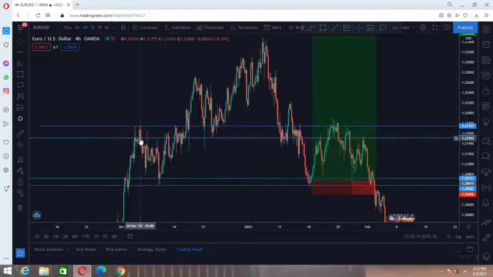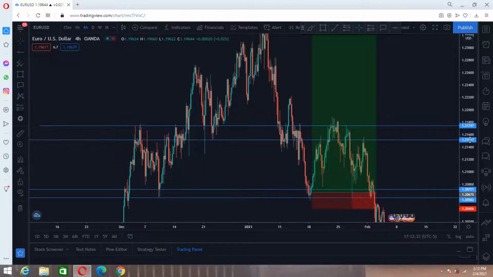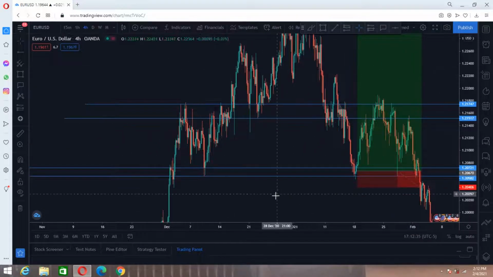Sorry. So as you can see here, this is the longest wick, so I put it here on top and down there before the body starts. Let me just zoom in for you guys to see. As you can see, this is the resistance and this is the support.